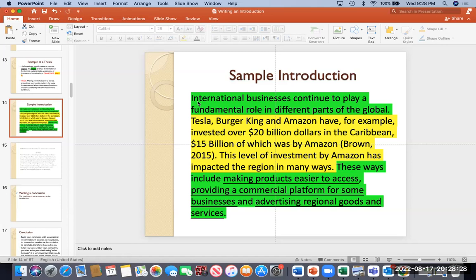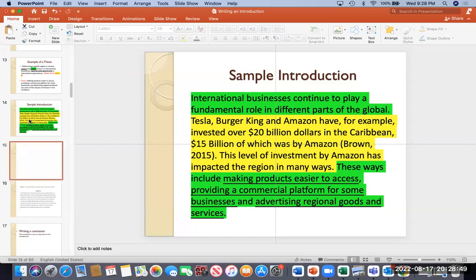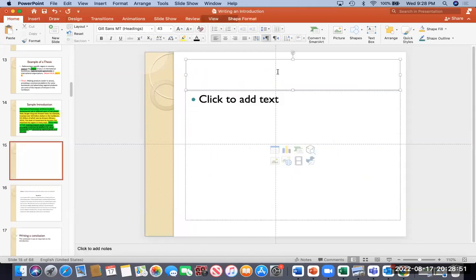But the points are underlined, guys. Sounds like you guys are not listening. The points are underlined. The first point is making products easier to access. What is the second point to be developed? Providing a commercial platform for some businesses. And the third point would be? Advertising regional goods and services. Right. So you have the introduction. So the body now is what is called the body of the essay or body paragraphs.